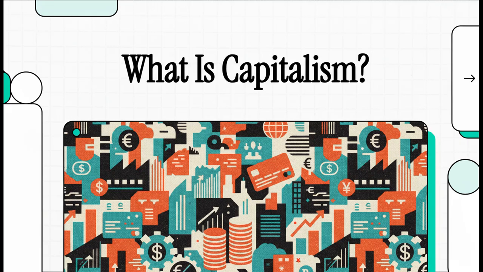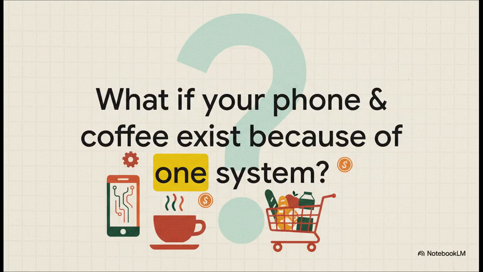All right, let's talk about something that's literally all around us, shaping pretty much everything we see, touch, and do. We're talking about capitalism. No, really, just stop and think for a second. That phone in your hand, the coffee you might be drinking, even the shoes on your feet, they almost certainly exist because of one single powerful economic system. And yeah, you guessed it, that system is capitalism.